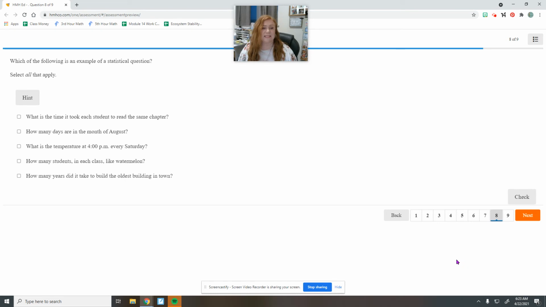Which of the following is an example of a statistical question? Select all that apply. Remember, we are looking for questions that have lots of answers and ask lots of people or look at lots of different things. So not just a month, not just a book, not just one pot. Lots of kids that we asked, lots of different answers, or lots of different things being observed. Let's go through and find the statistical questions.